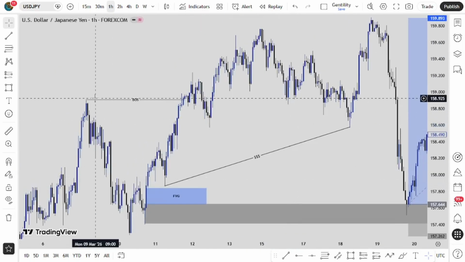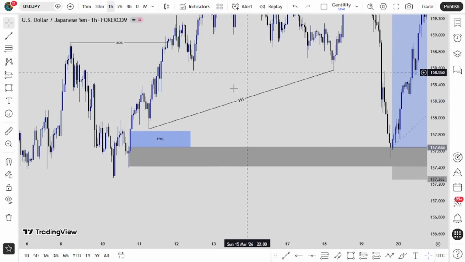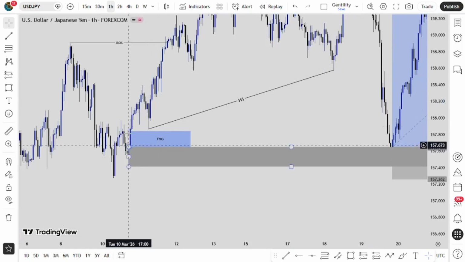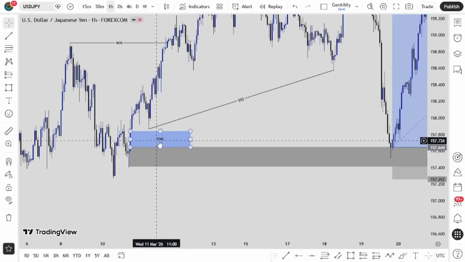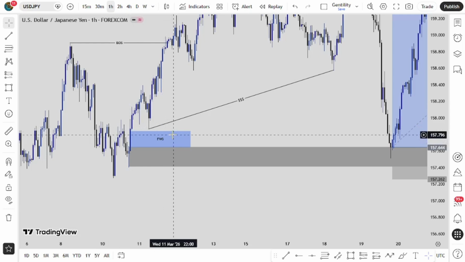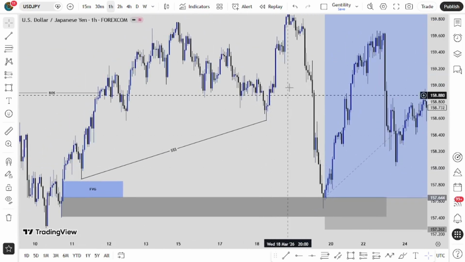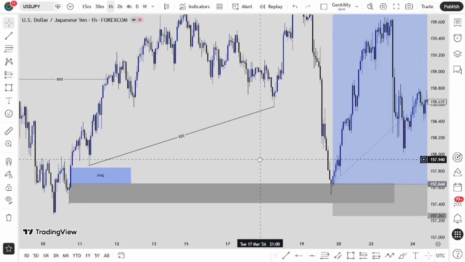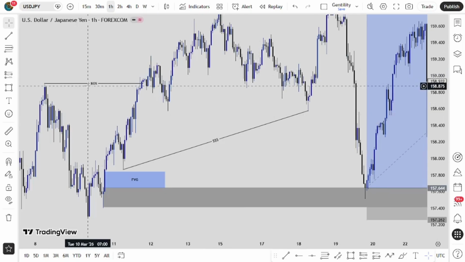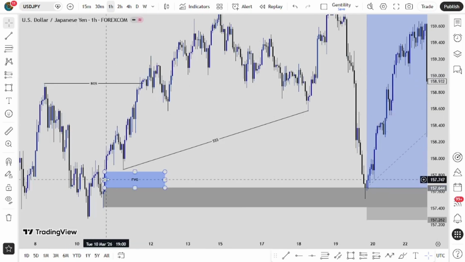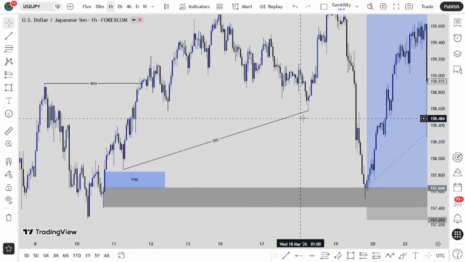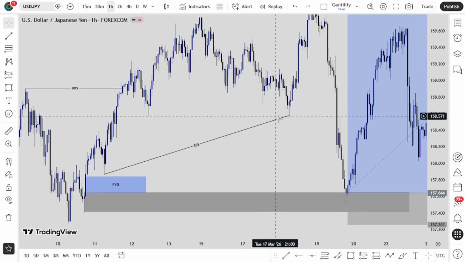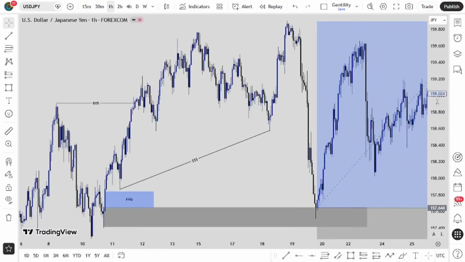I first of all mapped out a break of structure here. Then this was our order block right here, and this candle that you've seen me marking FVG was our imbalance candle. What happened? Price came in, tapped into our order block. You can see break of structure present, imbalance present, liquidity present.